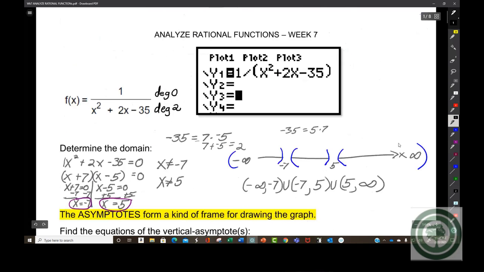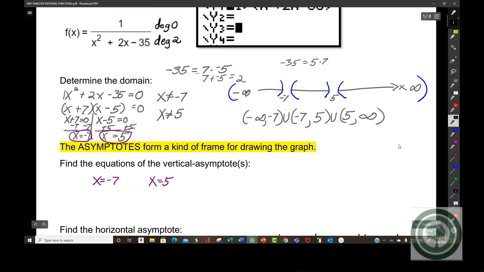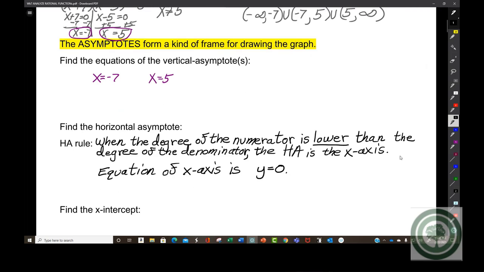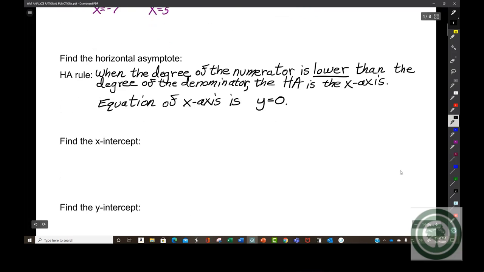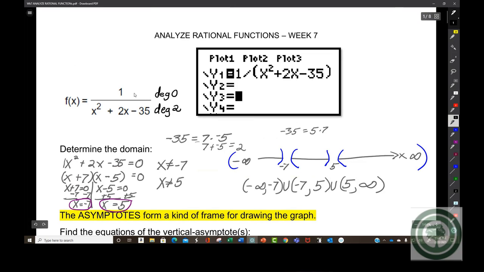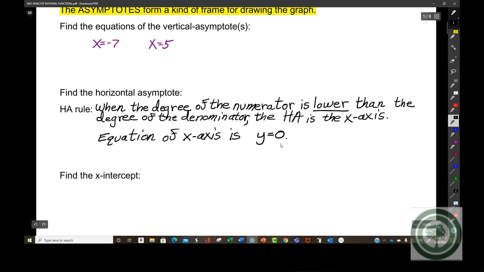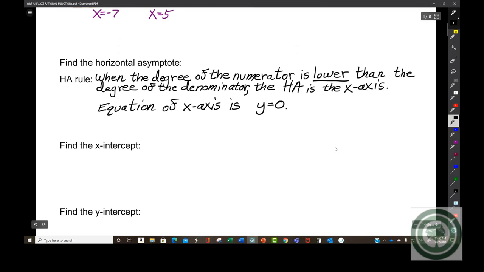So there are actually three different rules, but the third one is just so easy. If it's not one of these two cases, you don't have a horizontal asymptote. And that's possible too. There are other kinds of asymptotes that you will talk about if you take more math. Anyway, the equation for this problem, because the numerator has a lower degree than the denominator, is going to be the x-axis, which is y equals 0. I just wanted you to know there's another rule.